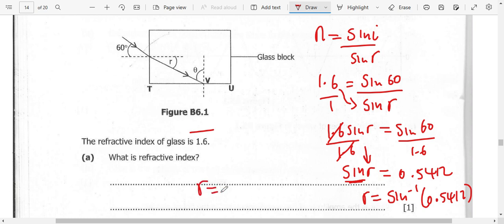Therefore R is going to be, let's see, sine inverse of the answer we have. So the R is going to be 32.8 degrees. This is the angle of refraction for this question. Is that okay?